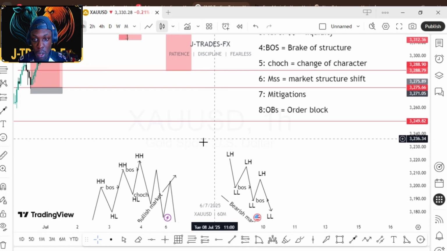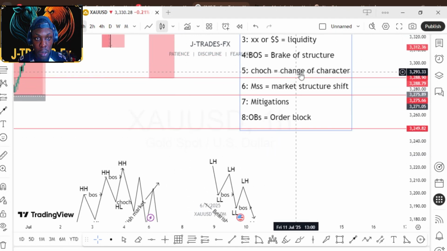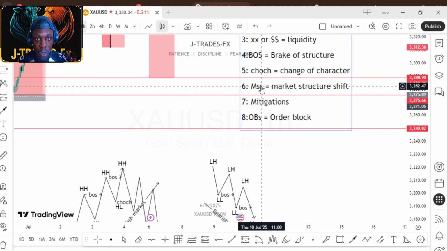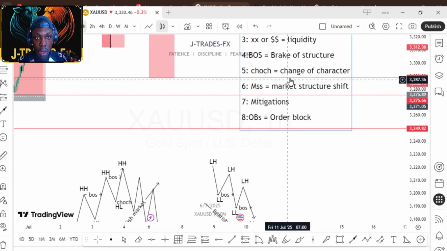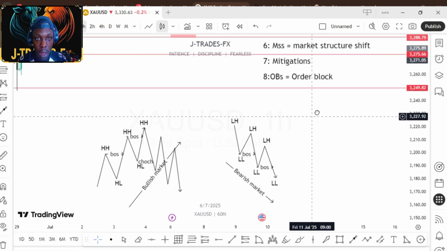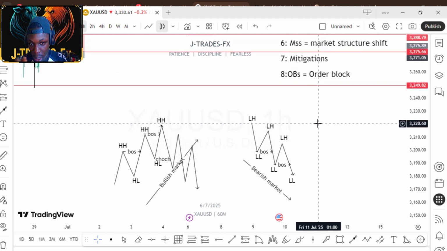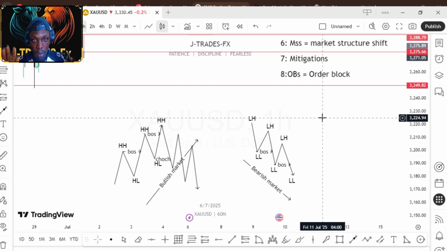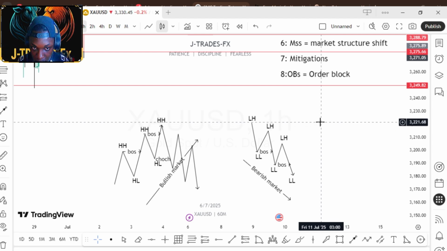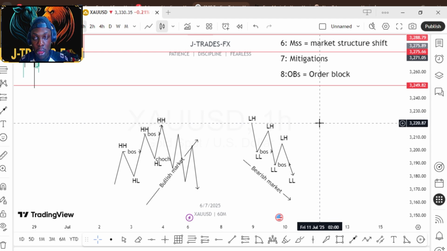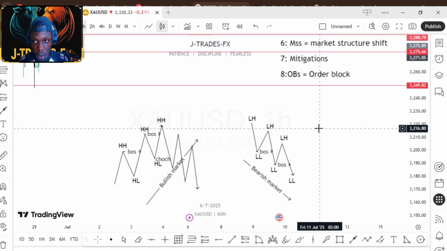Some people call it choke. The full name is change of character. You can see it here. And for market structure shift, you can use market structure shift or change of character. The two are pointing to the same thing, but they have just a slight difference between each other. I will explain it later, but they mean the same thing, and the slight difference is on the time frame. When we get to the live example, you will understand what I'm saying.